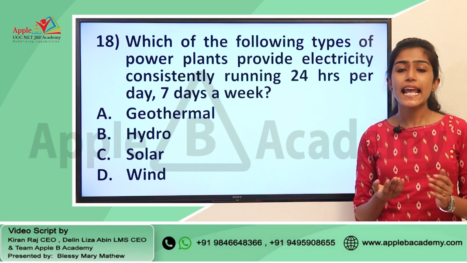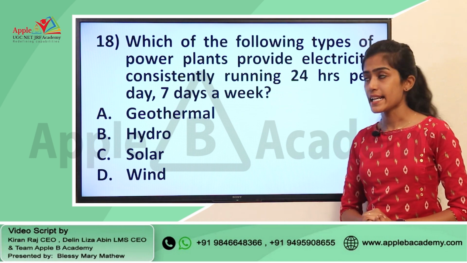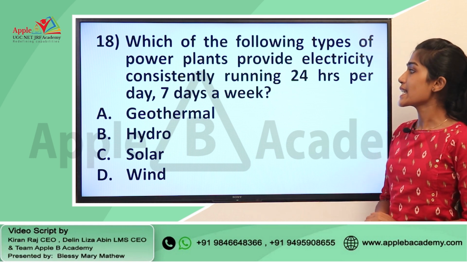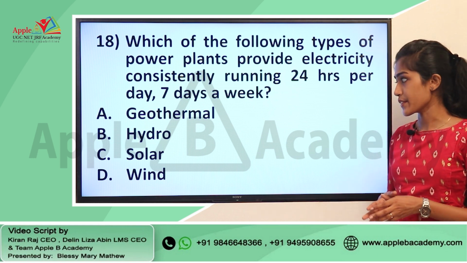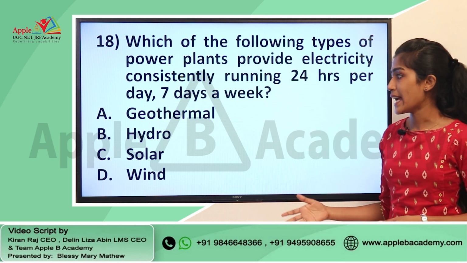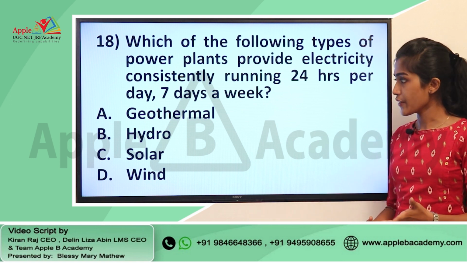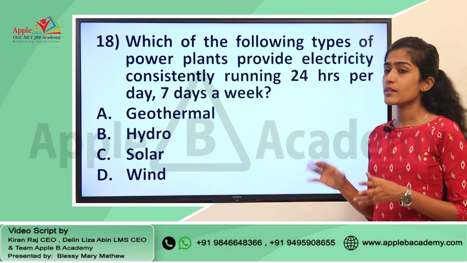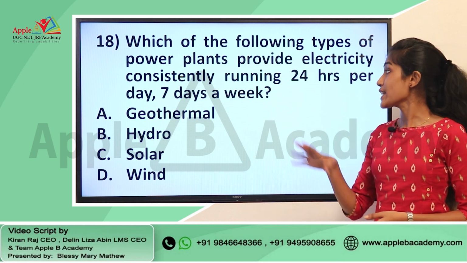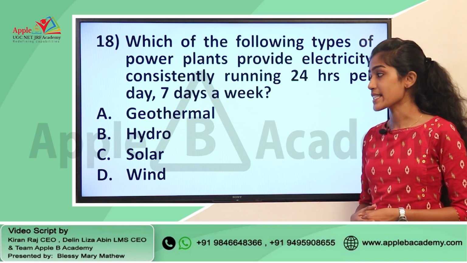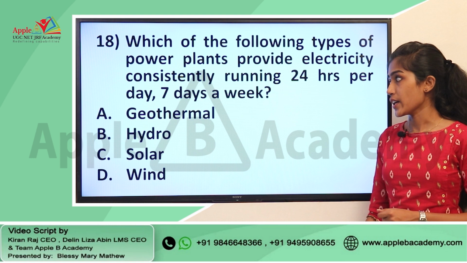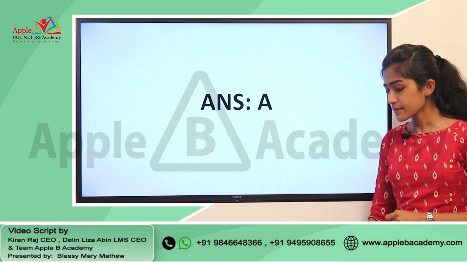Moving to the next question, again this is from People, Development and Environment. Which of the following types of power plants provide electricity consistently, running 24 hours per day, 7 days a week? We have been given various power plants like geothermal, hydro, solar and wind, from which we have to identify the power plants producing electricity consistently, 24 hours per day and 7 days a week. So, the right answer for this question is option A, that is geothermal power plants.